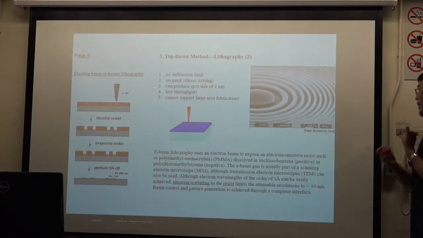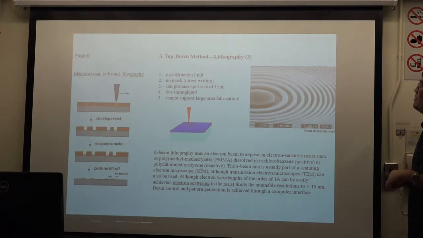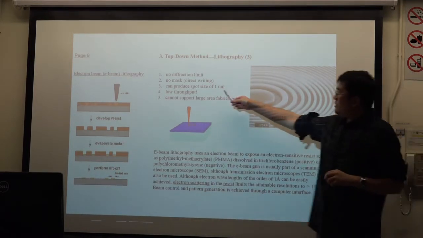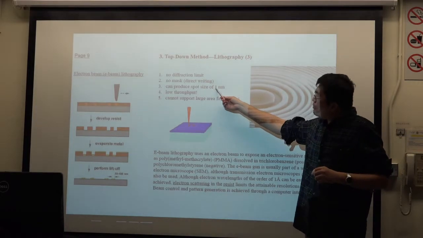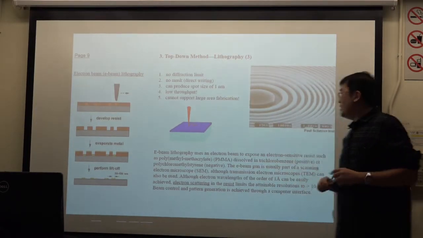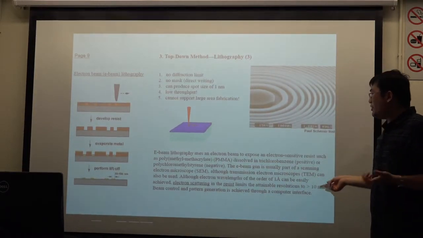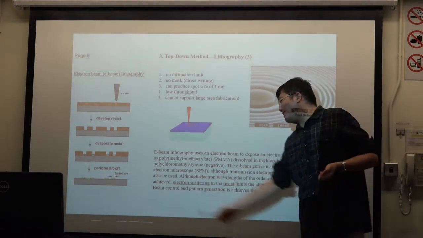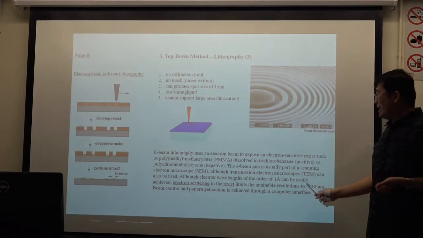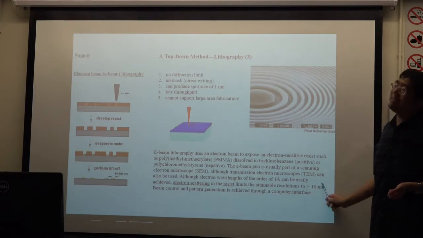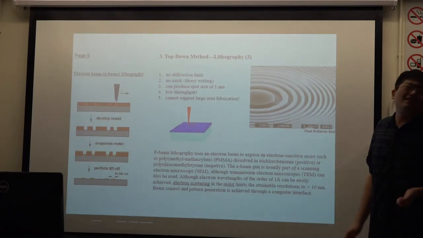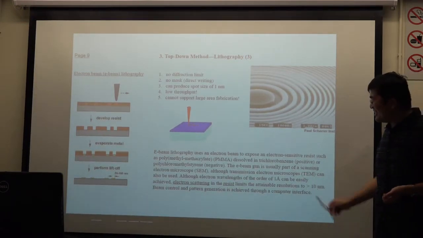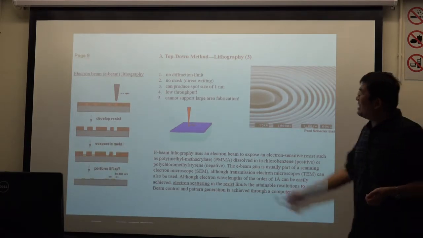But electron lithography has a problem. Even though the electron wavelength can be around 1 nanometer, in real situations, because of electron scattering, we can only achieve 10 nanometers. But I think it's good enough. 10 nanometers is very good. But the problem is here.